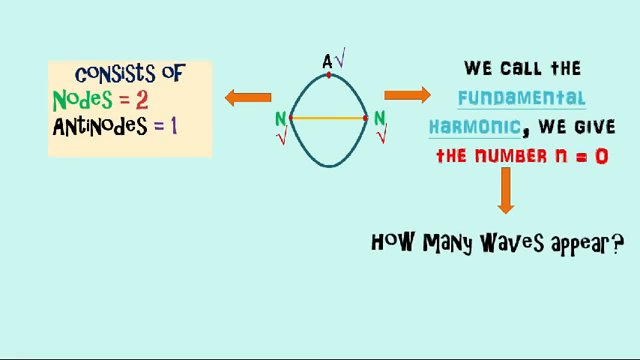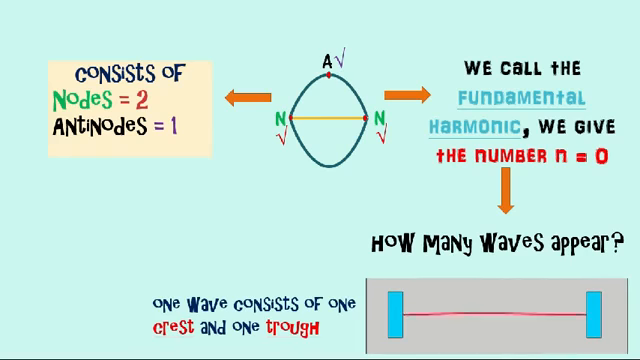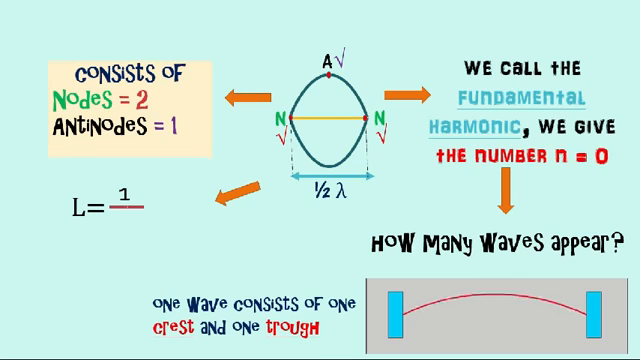Then how many waves appear? Remember, one wave consists of one crest and one trough, or one peak and one valley. The crest is similar to the antinode of the guitar string, so it can be concluded that it only consists of one crest. So the fundamental harmonic along the string gives L equal to 1/2 lambda.